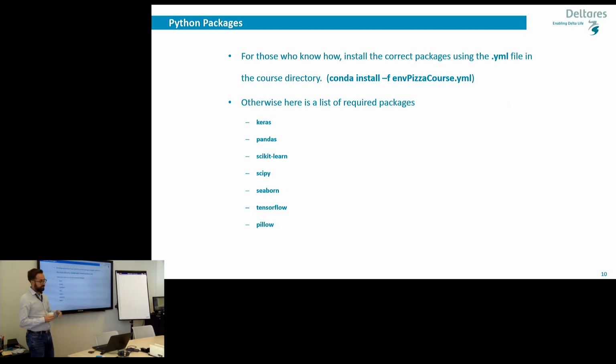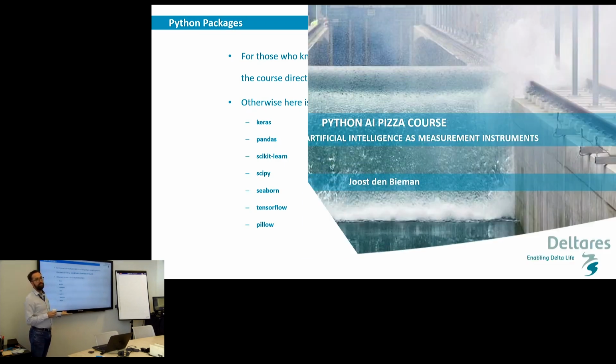Before Joost starts his presentation, within the file we gave you, there was a YAML file, and for those of you who know how to use it, you can install the required Python files using that YAML file. Or you can open it as a text file and read the required things and do pip install or conda install for each one of them that you don't have.